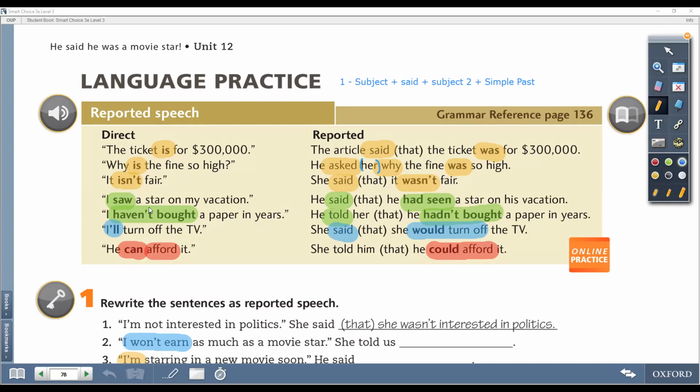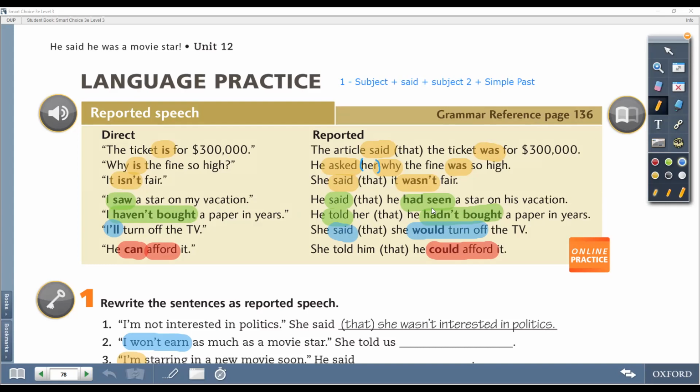The second one is in green. The sentence is not in the present, it's in the past. Example, somebody says, I saw a star on my vacation. So here, when I report, I will say, he said that he had seen a star on his vacation. So I'm going to use the same verbs, said, or if I put a pronoun, I'm going to say told or asked. Okay, so a reporting verb in the past.